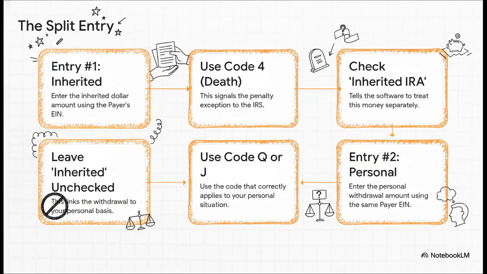So here's what you do. You're going to completely ignore that single 1099-R you received. Instead, you're going to create 2 separate entries in your software. Entry number 1 is for the inherited amount. You'll use code 4, and you'll check the inherited IRA box.